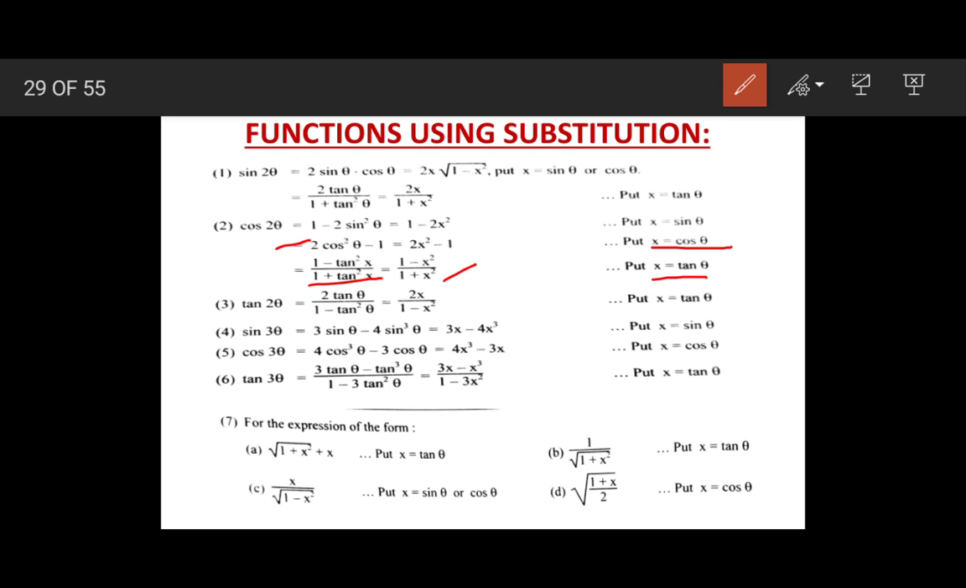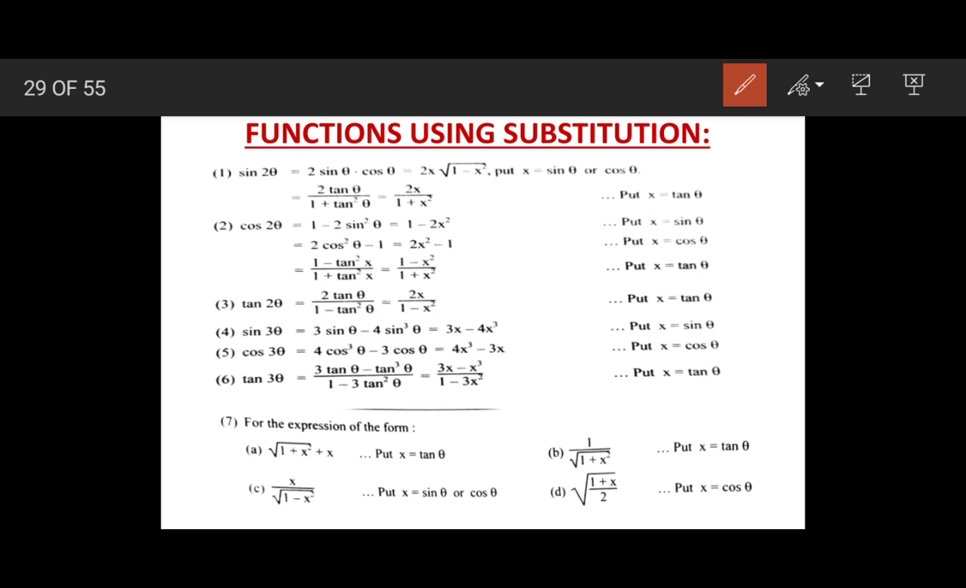Okay, now tan 2 theta formula. So tan 2 theta is 2 tan theta upon 1 minus tan square theta, and when we put x as tan theta, then we get 2x upon 1 minus x square. Then sin 3 theta is 3 sin theta minus 4 sin cube theta, and by substituting x as sin theta, we get 3x minus 4x cube.